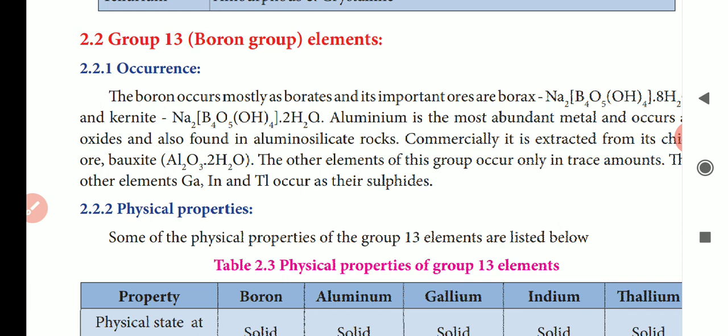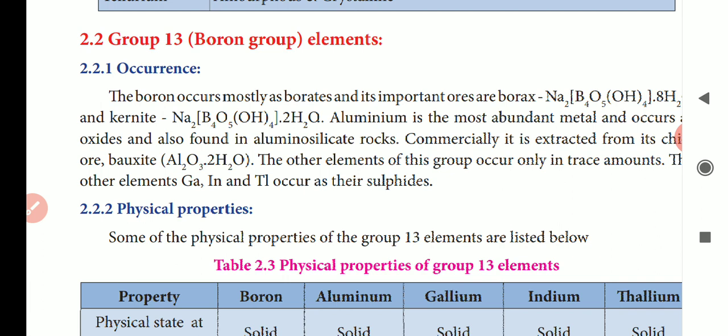Now we will discuss the boron family, the 13th group elements. What elements are present in the boron family? Boron, aluminum, gallium, indium and thallium. These 5 elements are present in the boron family, and they are called boron family elements.